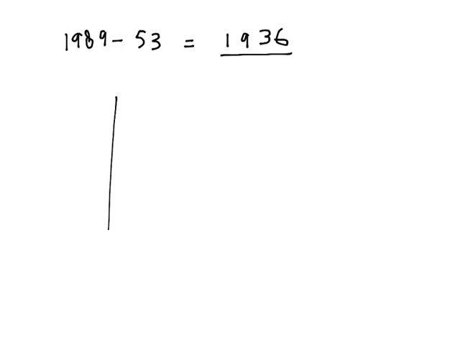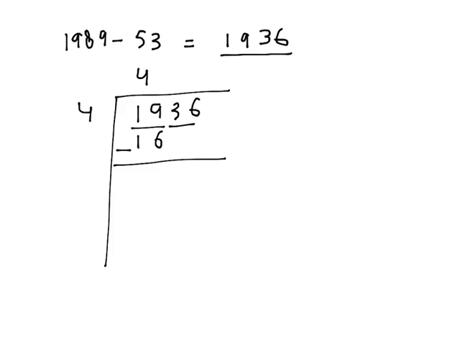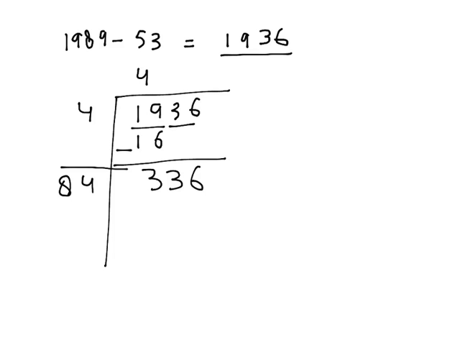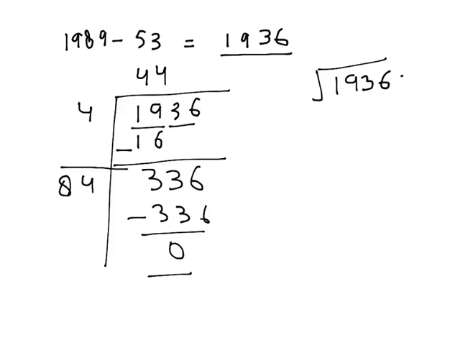So the steps will remain same again. We will write 1936 and we start making the pair. Here we have 19, so we will go with 4. It will give us minus 3, 36. So here we will double and we have to find out a digit. So here clearly we can see if we go with 4, 84 times 4 will give us 336. The remainder will be 0. So that means the square root of 1936, that is a new number, is 44.